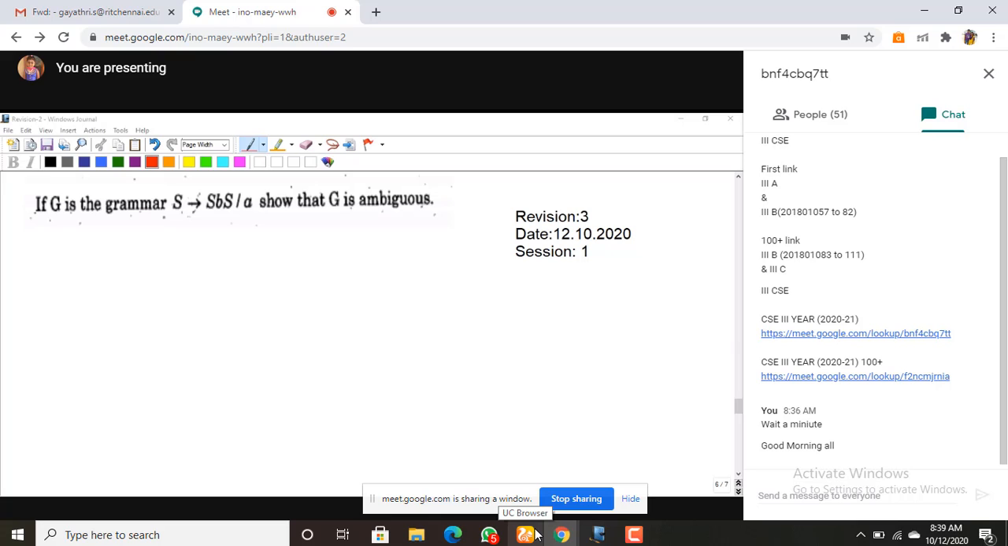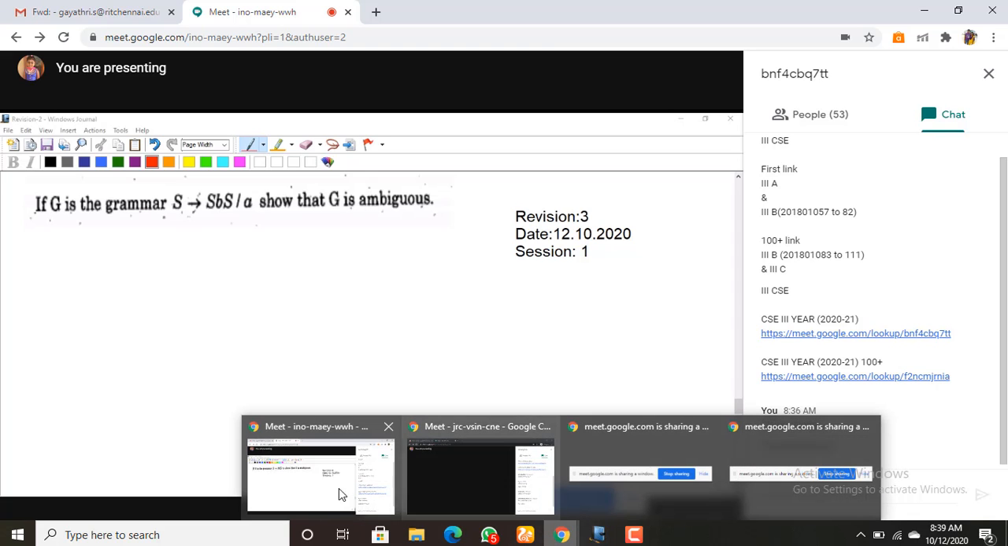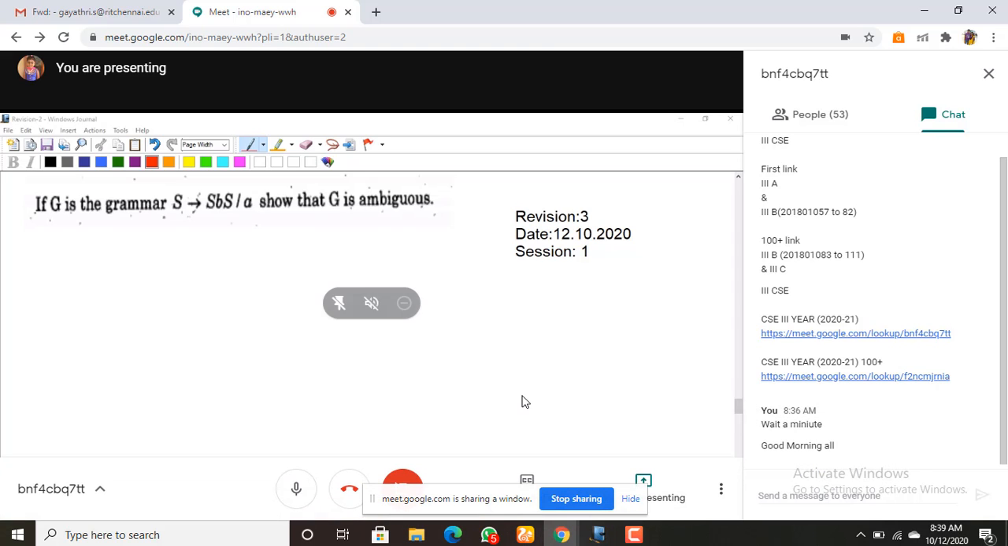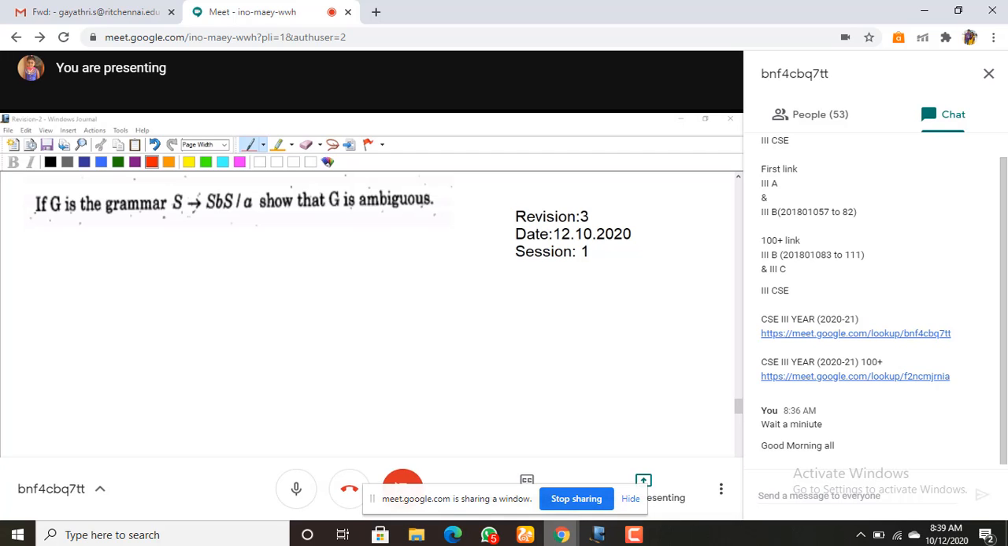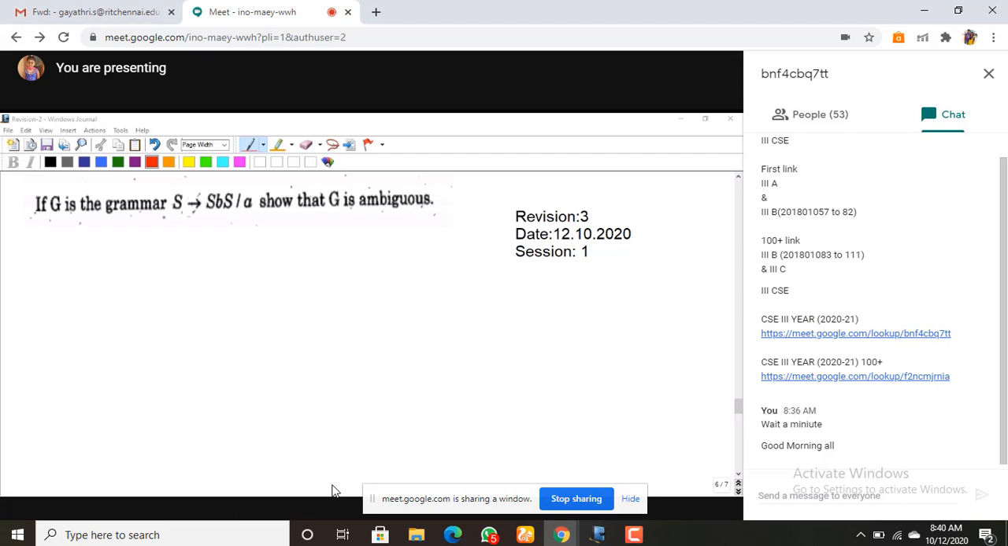See, this is revision number part 3. Show that the given grammar is ambiguous. So what do you mean by ambiguous, which comes from unit 3? Actually, most of the people who can answer are in Meet window 2, but I expect the answer from Meet window 1. Post in the chat box: what do you mean by ambiguous grammar?